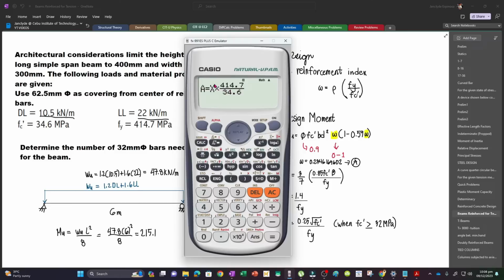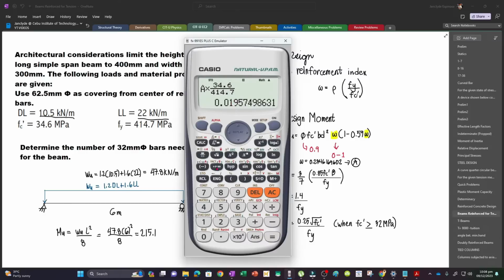Now, instead, you can just automatically use rho, which is much smaller than the tension reinforcement index. So you can just put the tension reinforcement index and then multiply it by Fc prime over Fy, so that it becomes smaller. The Fc prime is 34.6 and the Fy is 414.7. And so you get the same answer.